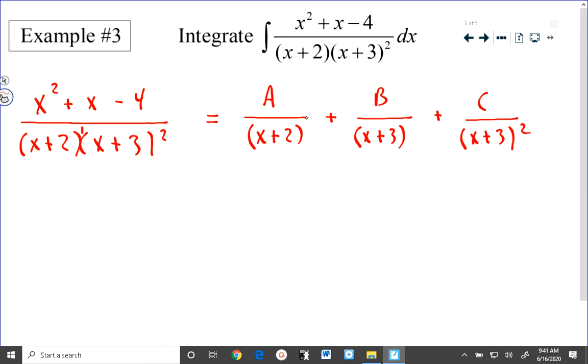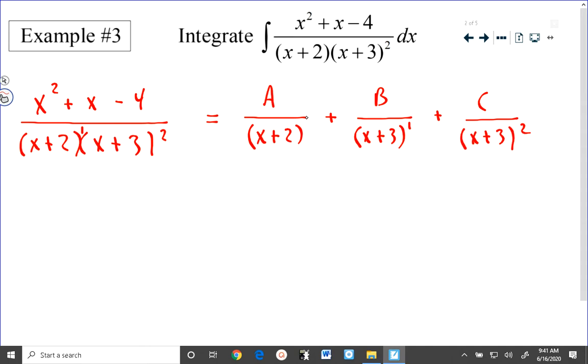In this case, it's A over x plus 2. The degree on the x plus 3 as a factor in the denominator of the integrand is 2, which means it's going to contribute twice. And how that reveals itself is you end up with, in one of the partial fractions, you will have that factor to the 1, and in the second, you will have it to the 2.